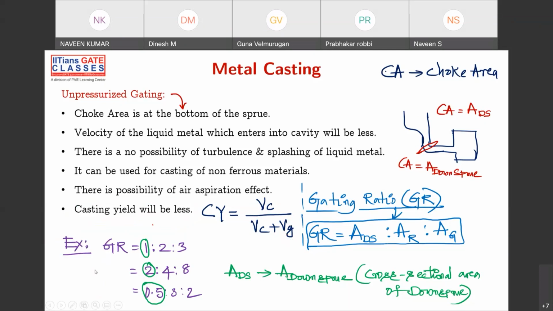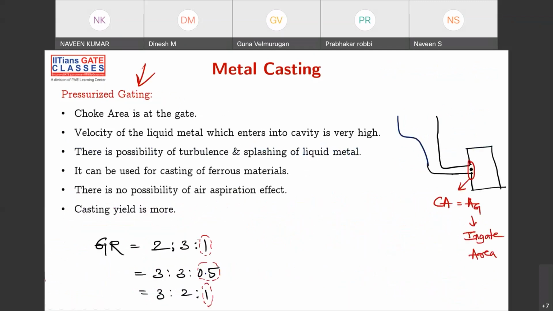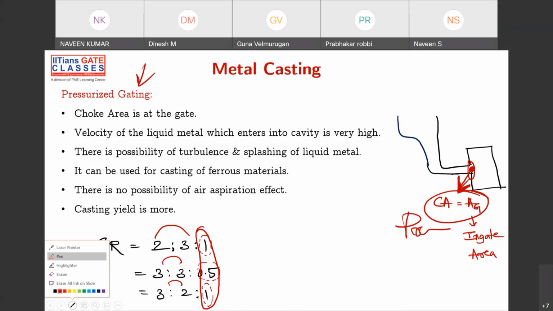Okay, next, it's quite opposite here. It is quite opposite to the unpressurized system, and this is the pressurized system. The pressurized system is having the choke area at the in-gate itself. So if the choke area is at the in-gate, then this is called a pressurized system. And if you see again the gating ratio values, the area of in-gate has less value compared to the other two values in the ratio. Sorry, this is called the pressurized system.